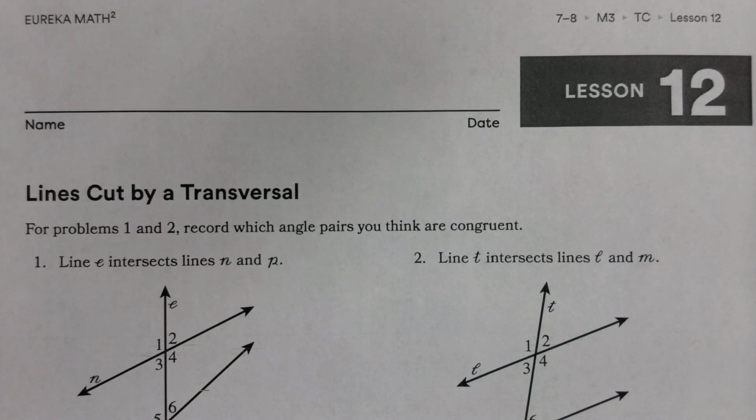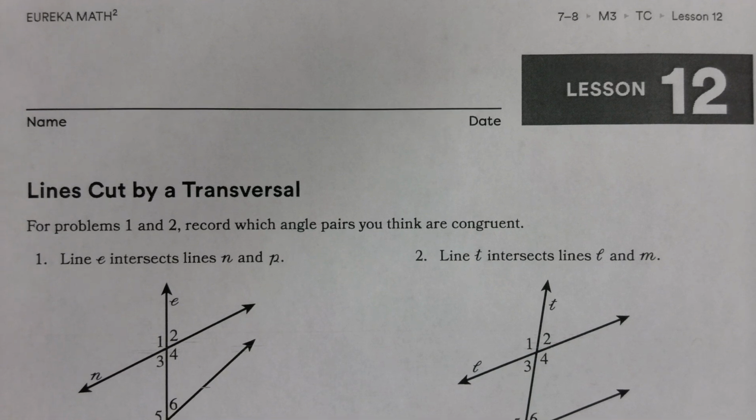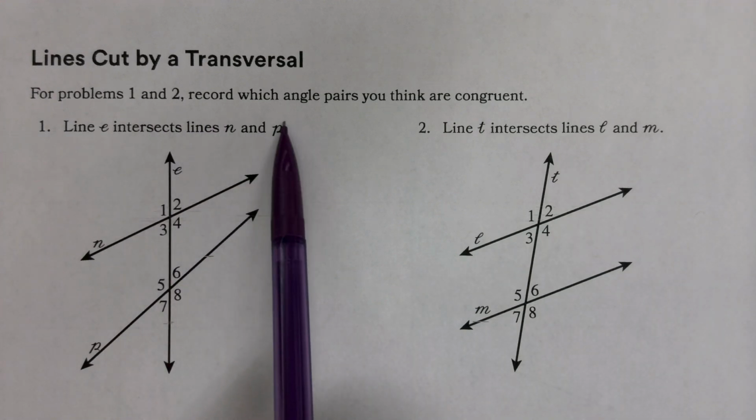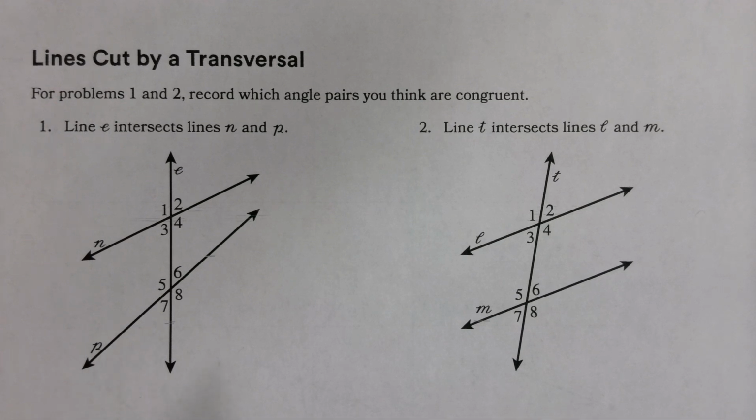This video goes over the classwork problems for Lesson 12 in Module 3 of the Eureka Math Grade 7-8. This is talking about lines and transversals. First off, a transversal is a line that intersects two parallel lines. If you look at line 1, it says for 1 and 2, record which angle pairs you think are congruent.